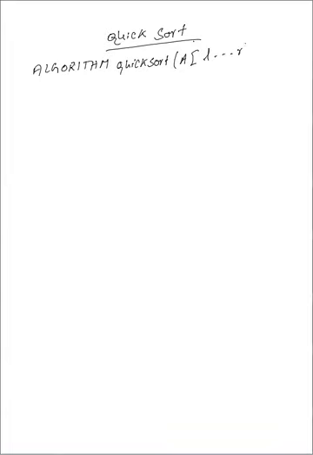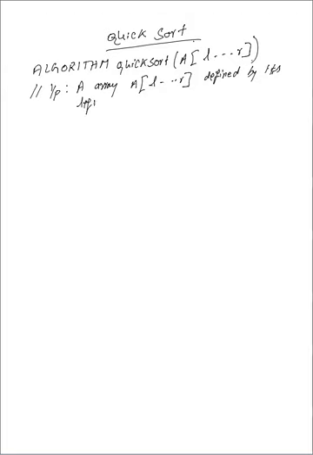L to R, leftmost and rightmost, we can consider like that, or you can consider low and H, it's left to you, whichever you want you can take that. So input, what you are going to take, an array from leftmost to the rightmost, defined by its left and right indices L and R.